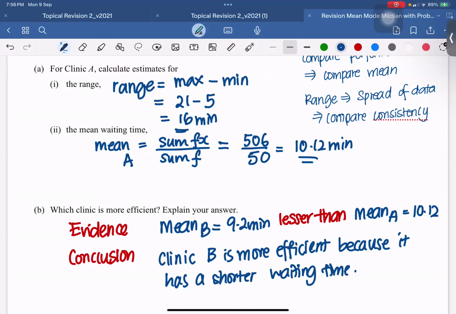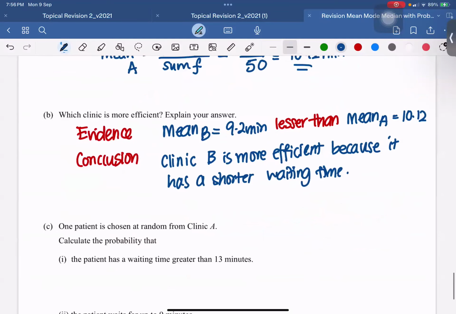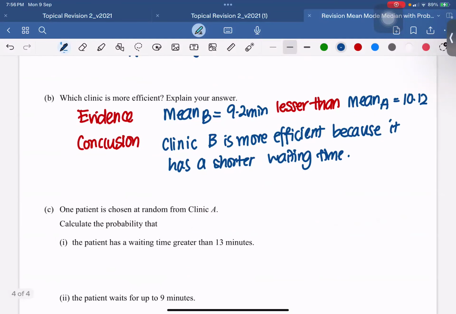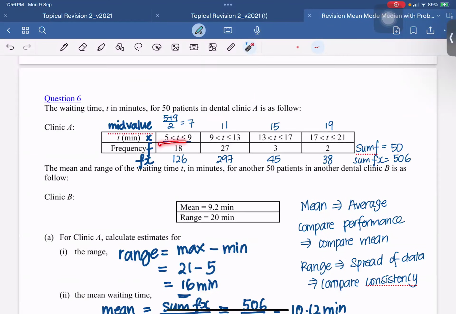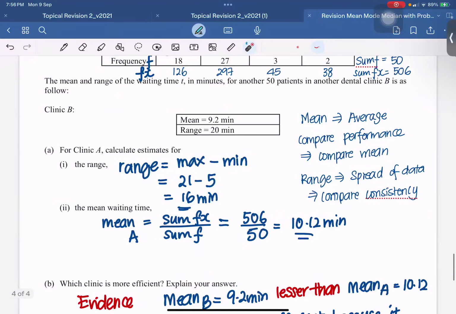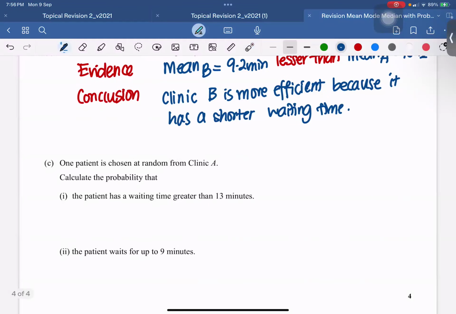Okay? Then last part of the question, one patient is chosen at random. So we want to choose a patient. We must always know what is the total number of people. So the total number of people we found here, the sum of the frequency, is 50. So I have a fraction, it will be over 50.